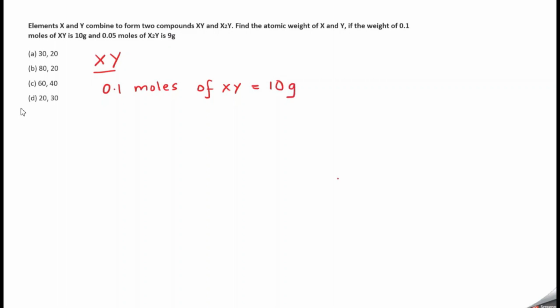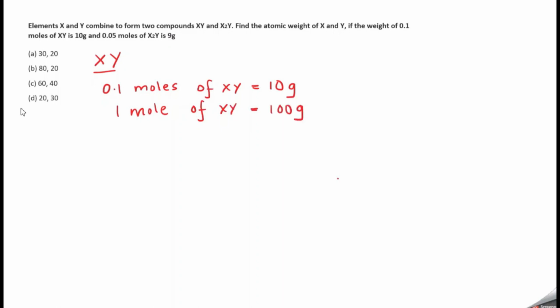Okay. We know from our fundamentals that 1 mole of any compound will weigh its molecular mass in grams. Correct. So we need to convert this into 1 mole so that the weight will be equal to molecular mass expressed in grams. So molecular mass expressed in grams is equal to molar mass, that is the mass of 1 mole of the substance. So we will convert 0.1 moles to 1 mole. How can we do that? Multiply by 10 on both sides. So this will become 1 mole of XY is equal to 100 gram, correct?